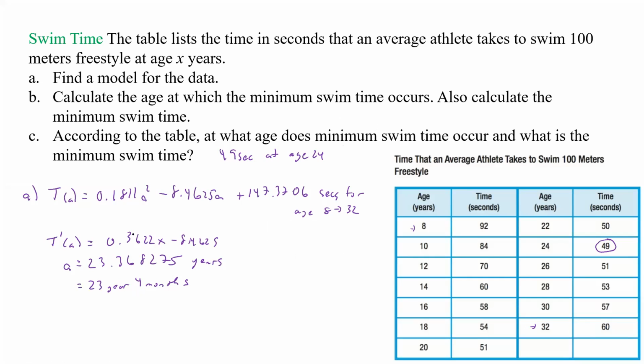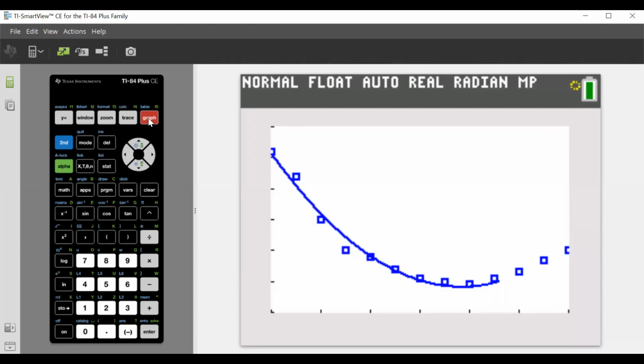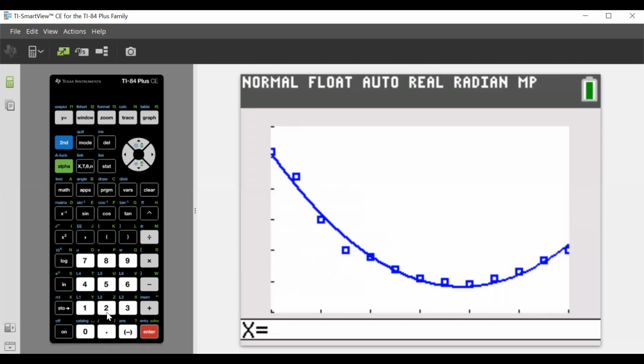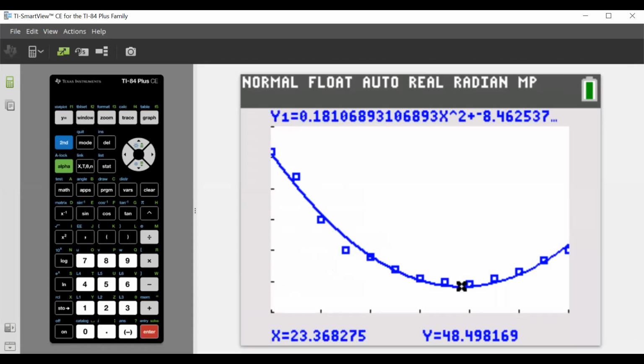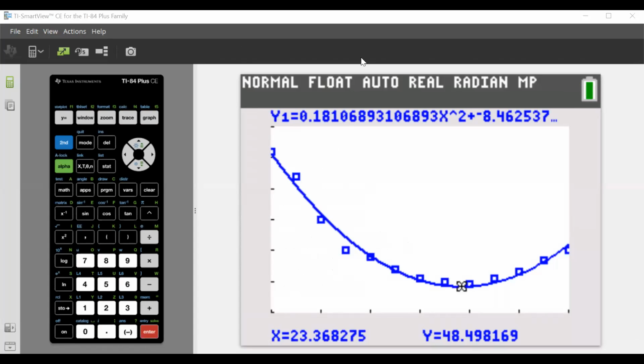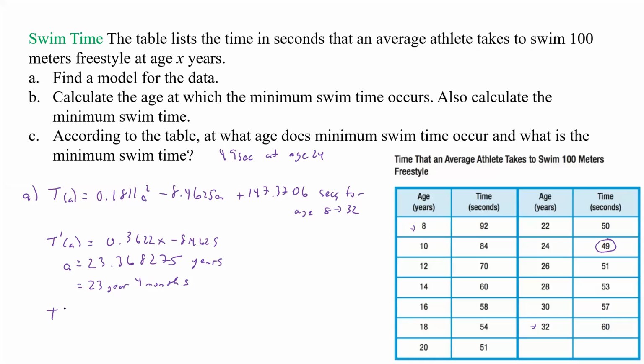All right, and what is the time at that point? Well, now what we have to do is go back over to our graph, and we have to do a value. And so that was 23. Now we have to convert it back to decimal. We can't use the other value. And so that gives us 48.498, and that's going to be seconds. So we have T of 23.368275 is equal to 48.498 seconds.